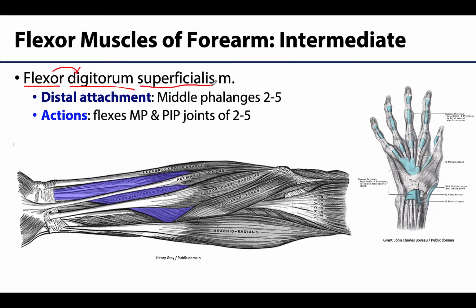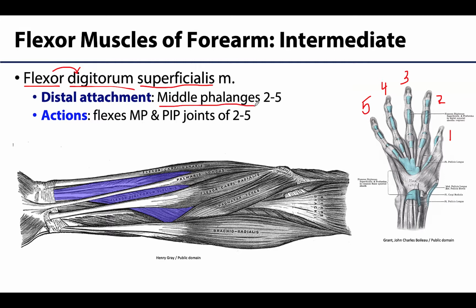So flexor digitorum superficialis, its distal attachments will be on the middle phalanges of 2 through 5. So this is 1 of 2, 3, 4, and 5. And so it will have its distal attachment on these middle phalanges. We'll see that deeper flexor digitorum profundus will extend all the way to the distal phalanges, but in the case of the superficialis, only to the middle phalanges.